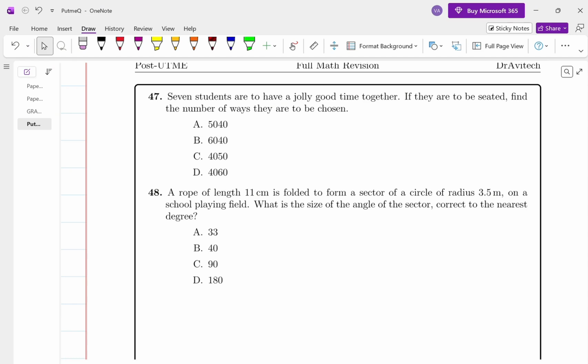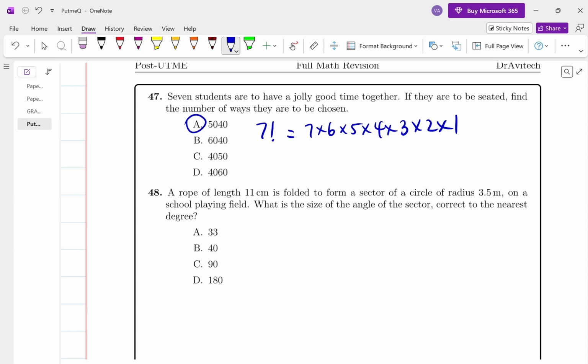If they are to be seated, find the number of ways of choosing. Okay, so that's just 7 factorial. So they're just going to have a good time together. 7 factorial is 7 times 6 times 5 times 4 times 3 times 2 times 1, and that's 5040. That's the answer for that one.